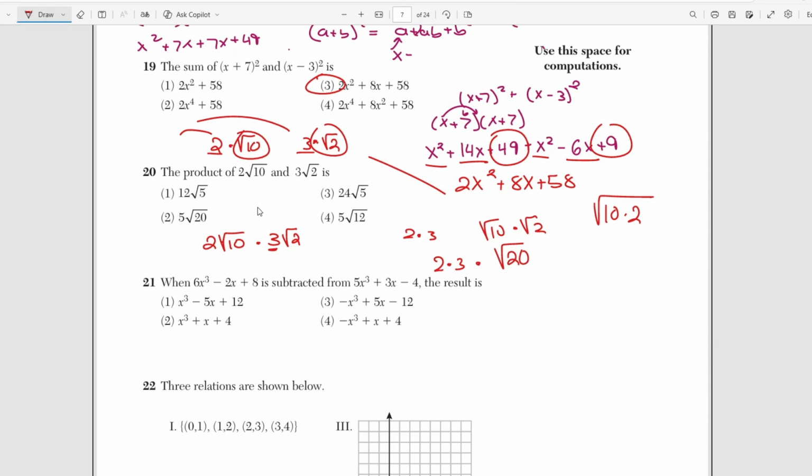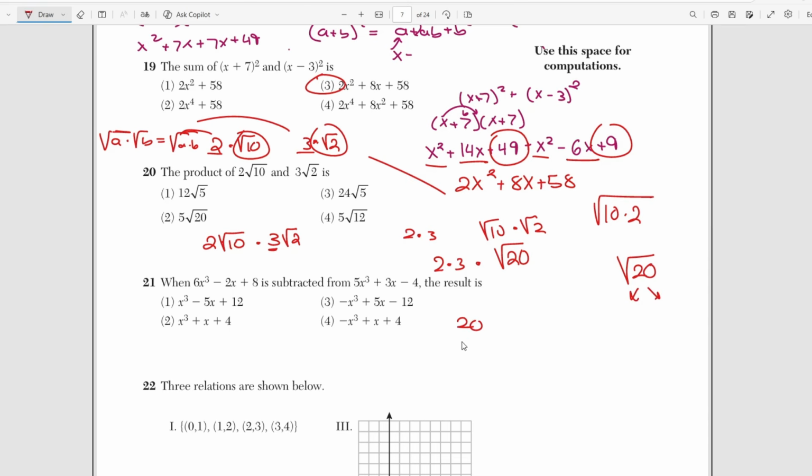Notice how that's not an answer, though. So we're going to have to simplify this, okay? But remember that if you have radical a times radical b, that's the same thing as saying radical a times b. So you just bring them underneath the same radical. So now I have rad 20, but I can simplify this, right? The way you simplify a radical is you take away the perfect squares inside of it.